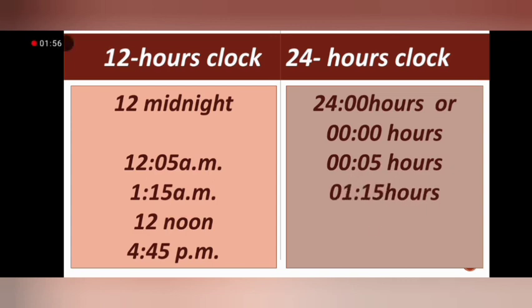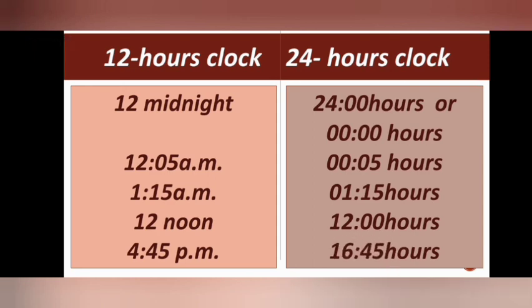Now 1:15 a.m. is equals to 1:15 hours. We discussed it when we convert the AM time into 24 hours clock. We will not change the time, we will just replace AM with hours. Then 12 noon means 12 hours. 4:45 p.m. means 16:45 hours, because when we add 12 in 4, we will get 16, and the minutes are same, the 45 minutes. So 16:45 hours is equals to 4:45 p.m.